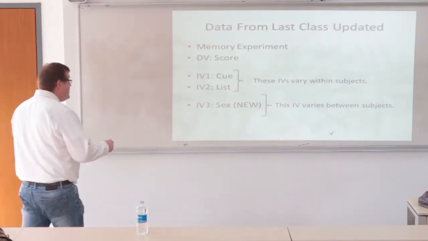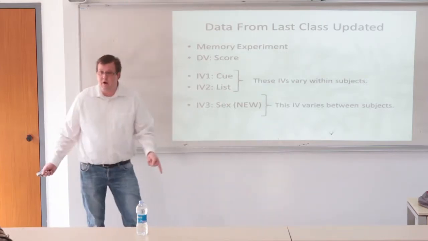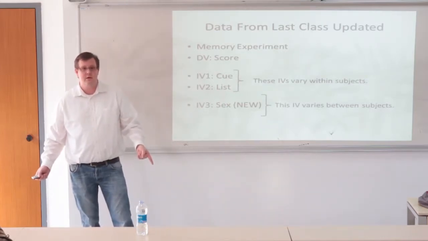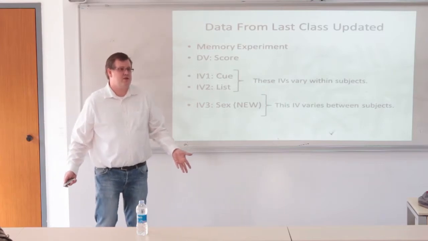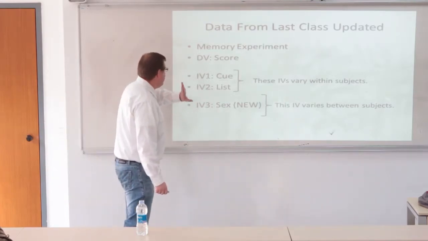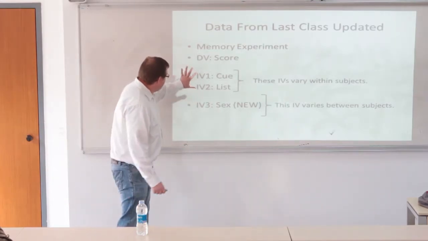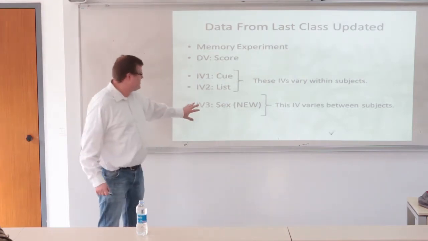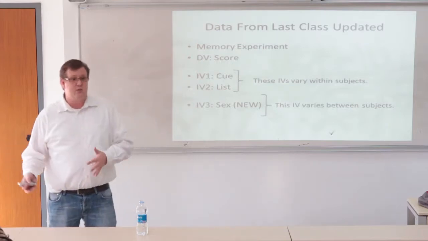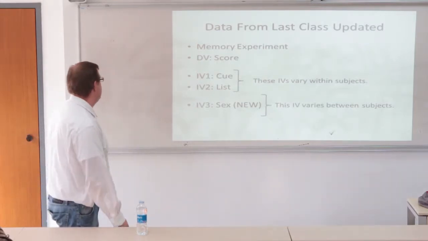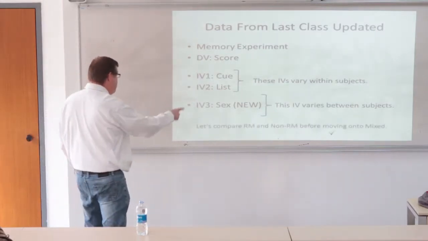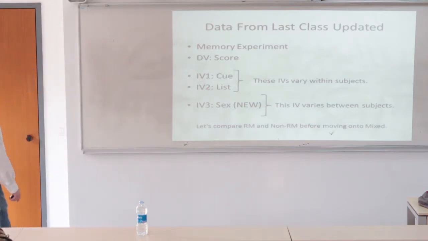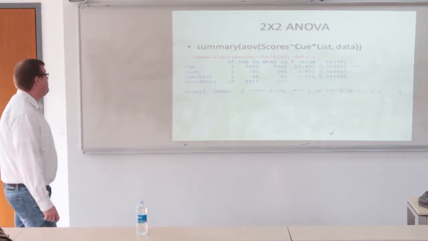Now, when we had something that varied between subjects, what type of ANOVA did we use? The non-repeated measures ANOVA, right? So we have some variables in here that we use the repeated measures ANOVA to analyze, and we have some variables in here that in the past we have used the non-repeated measures ANOVA to analyze. So let's compare the repeated measures and non-repeated measures before moving on to mixed.